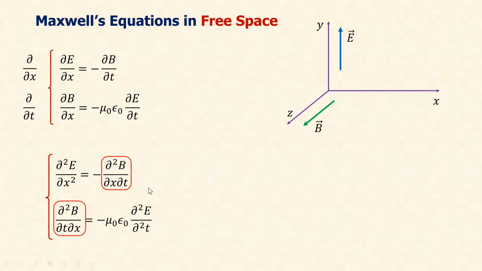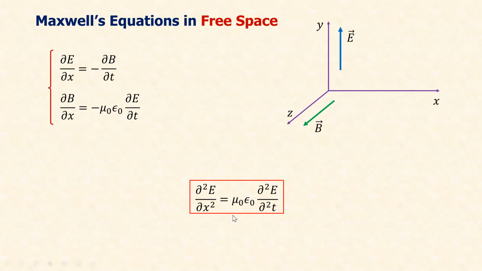And if you replace this by this one, negative of this one, negative cancels, you get this equation. You get second derivative of E with respect to X is equal to mu naught epsilon naught, second derivative of E with respect to T. So now we have an equation just for E. This equation only involves electric field. Basically, we eliminated B in these two equations. So we get this. So let's put that aside.